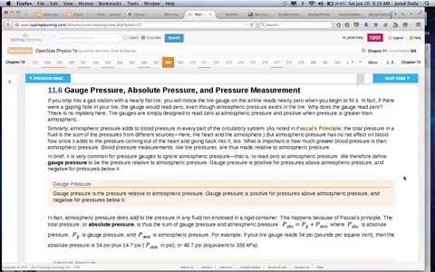And we're going to come back and talk about gauge pressure, absolute pressure, and pressure measurement, which is where we're going to learn about millimeters of mercury and inches of mercury, things that I've talked about that we haven't explained yet. So I will get back to you in just a few minutes.